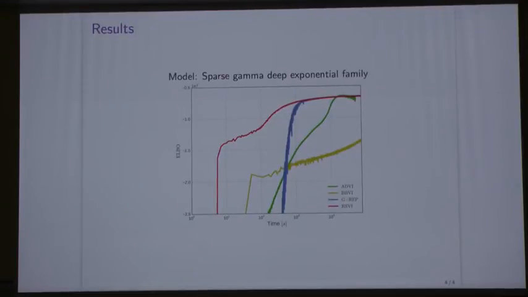So this is just a plot showing some results. This is the evolution of the ELBO, the objective function, and we basically outperform the state of the art.